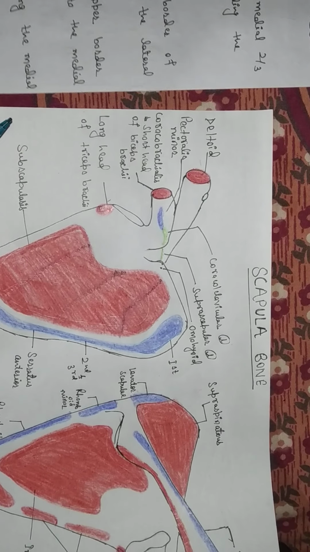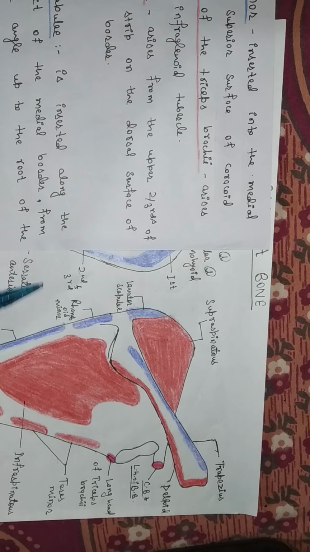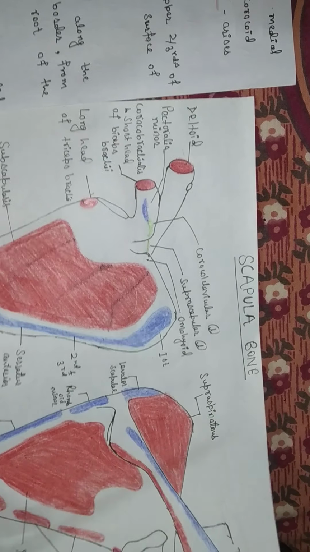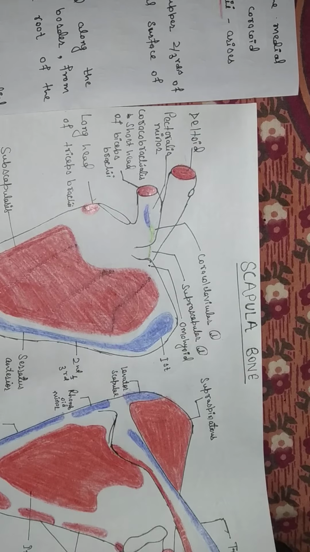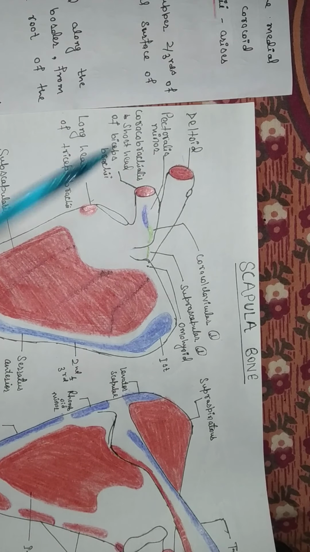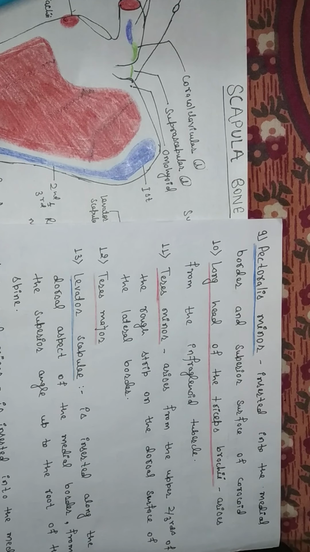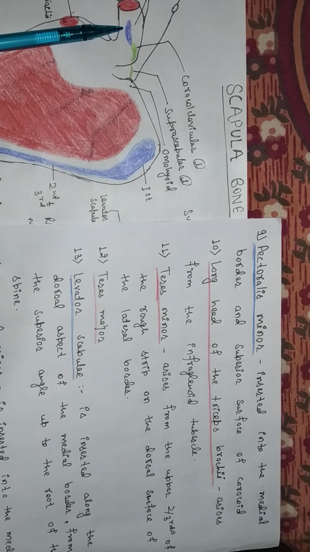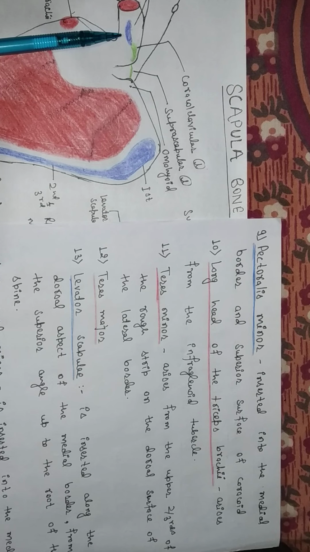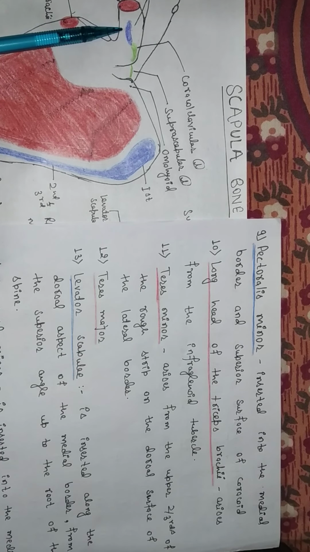And after that, I am moving towards the pectoralis minor. You can see here is the pectoralis minor. This is the pectoralis minor, and pectoralis minor is inserted into the medial border and superior surface of the coracoid process.